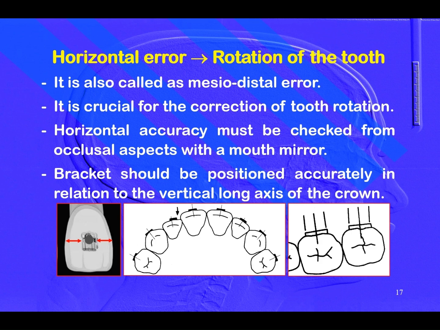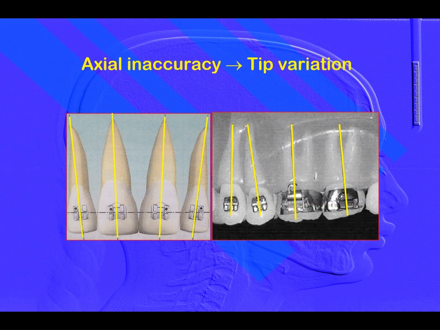The mesiodistal rotational position of the brackets needs to be checked from the occlusal aspects with a mouth mirror so that the brackets can be positioned accurately about the vertical long axis of the crown. Accurate bracket placement in the axial direction is essential for optimum achievement of tooth angulation. Inaccurate bracket placement results in abnormal expression of tip or mesiodistal angulation of a tooth.